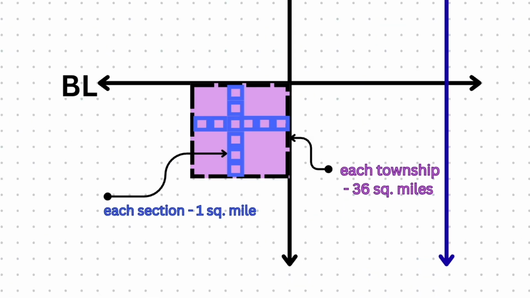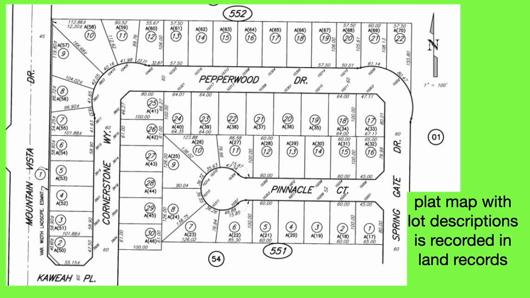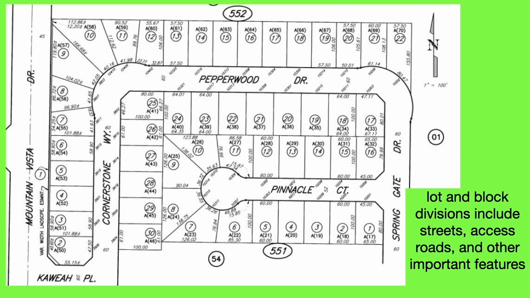Go figure. Lot and block. Lot and block systems begin with a reference to either metes and bounds or RGSS, then divide the land into lots with numerical descriptions of each parcel. A plat map with the lot descriptions is recorded in the land records. Lot and block divisions include streets, access roads, and other important features.